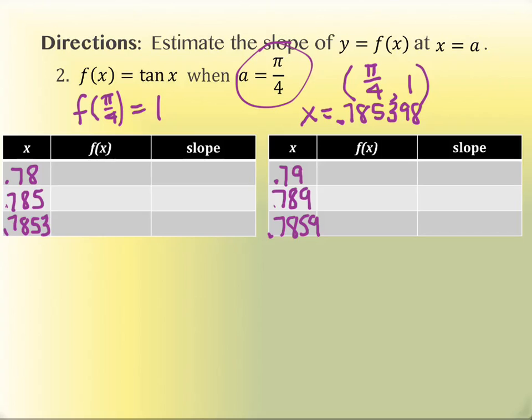But what we're going to do is enter them in the calculator and let the calculator tell us the corresponding y value for these. So, 0.78, 0.785, 0.7853, 0.79, 0.789, and 0.7859. And then I'm going to arrow over on top of them and write each one of them down with 6 decimal places.